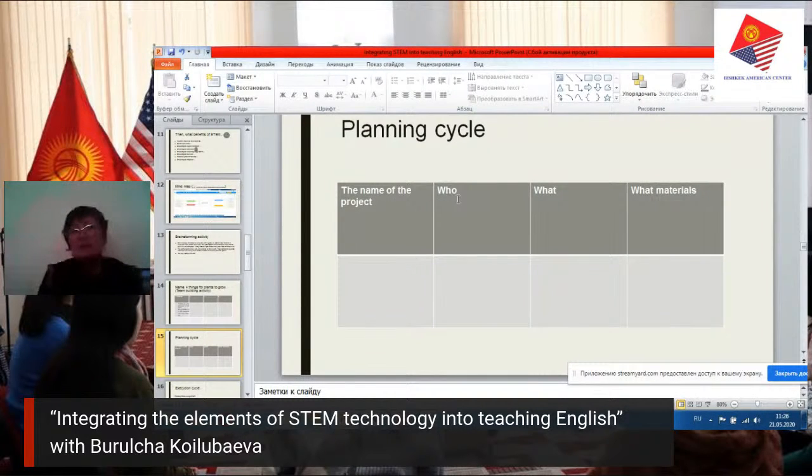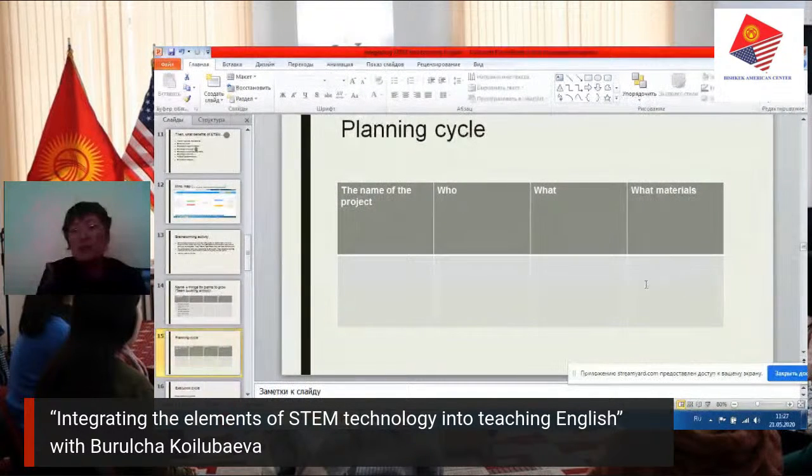Who means the responsibility of the students. For example, if you ask your students to be responsible for something, they feel more responsible for their job. For example, Aida is a writer. The next is a scientist. Asan is a scientist, Elia, or something like this. The next is what? They will, in a short way, describe their project and what materials they need.